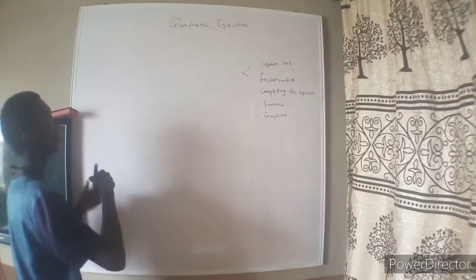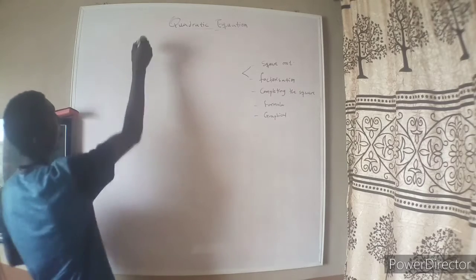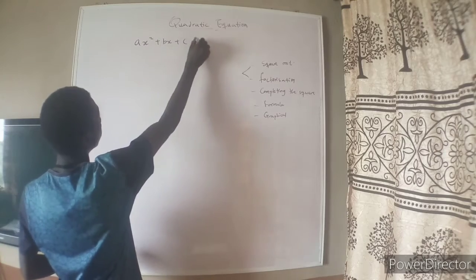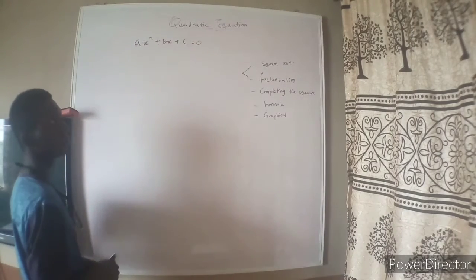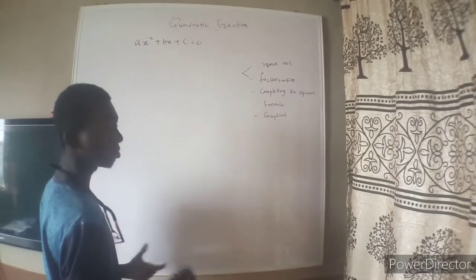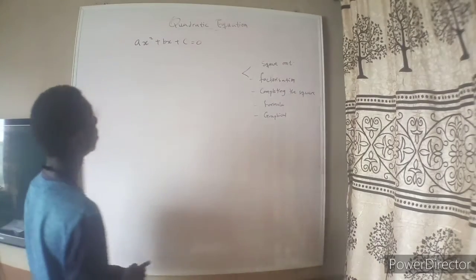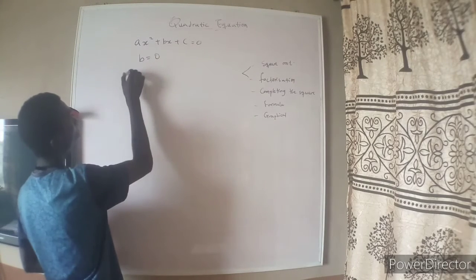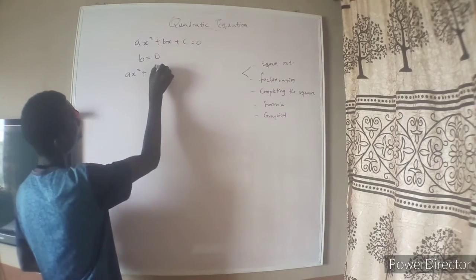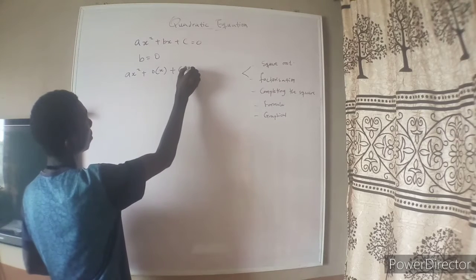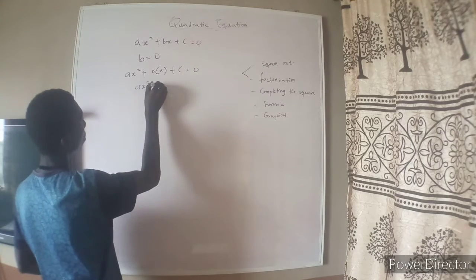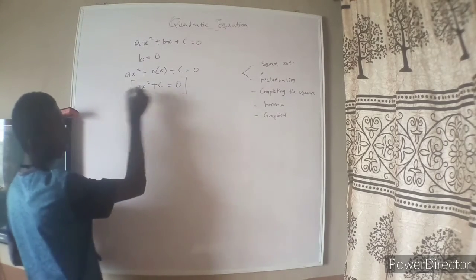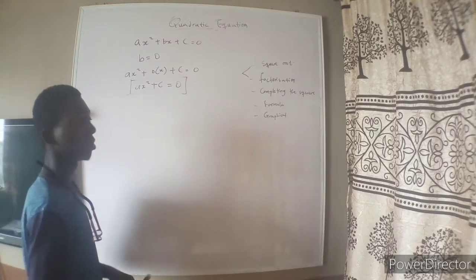Now, quadratic equation has a general form, which is ax squared plus bx plus c equals 0. I want to start with the square root method. The square root method refers to a quadratic equation where b is equal to 0. I'll be having ax squared plus 0 times x plus c equals 0, so ax squared plus c equals 0. When I have something like this, that's when the square root method works.